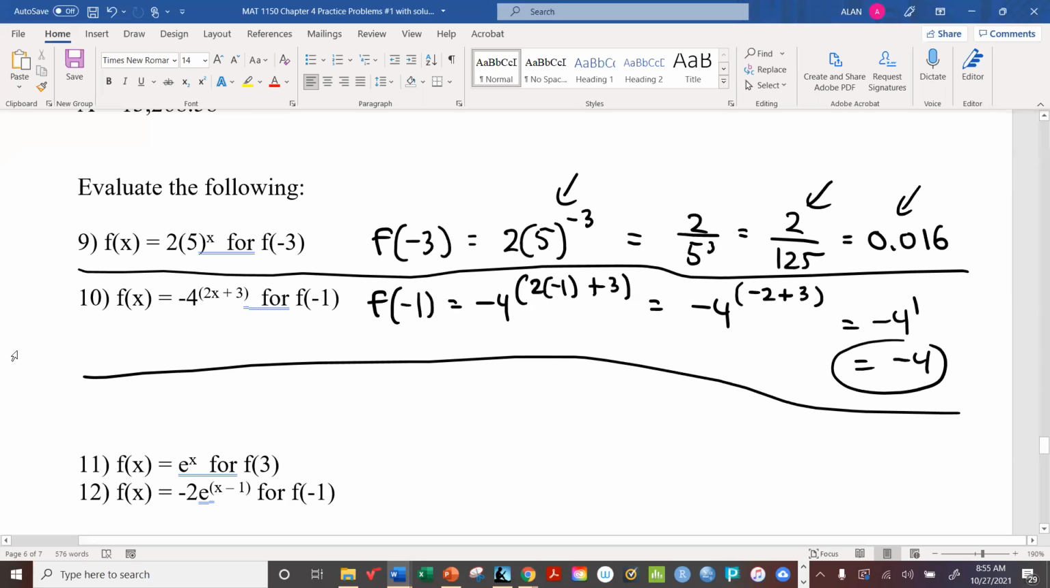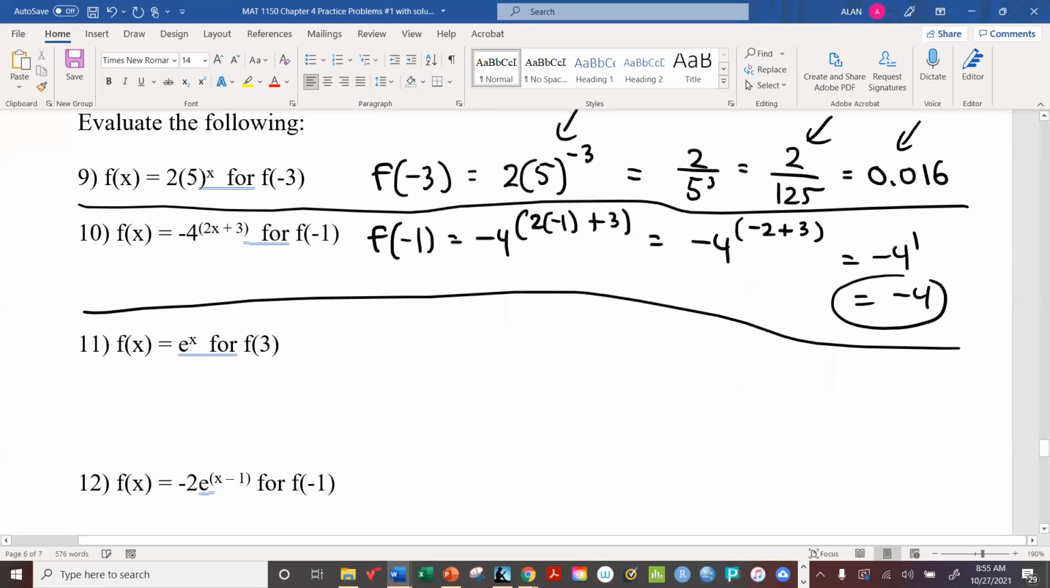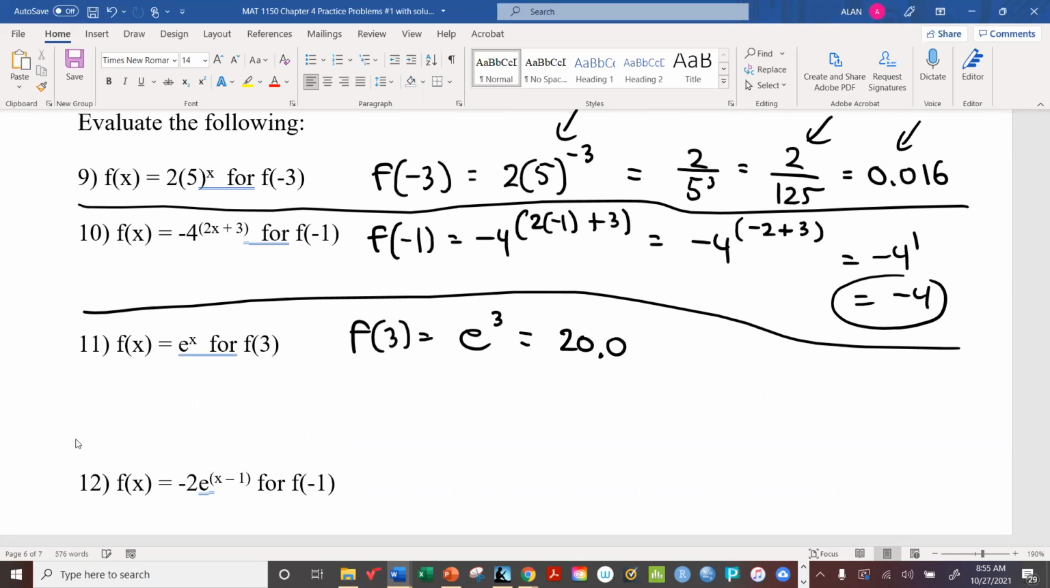Now for this next one, well, look how easy this one is. F of 3 is e cubed. And if you plug that into your calculator, e cubed is approximately 20.0855. That's it, you're done.